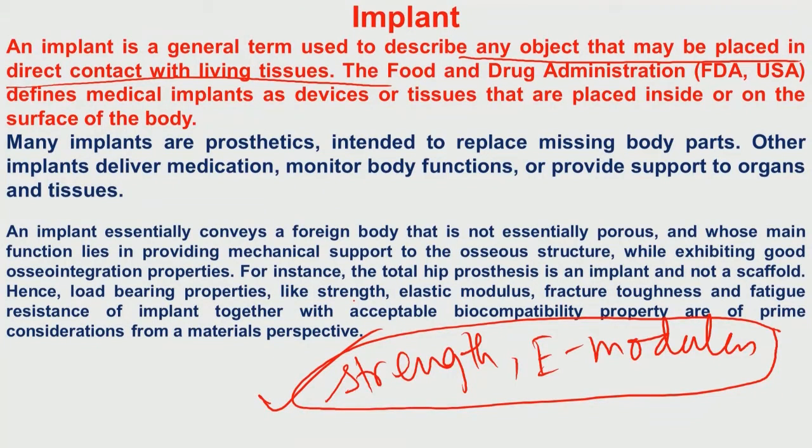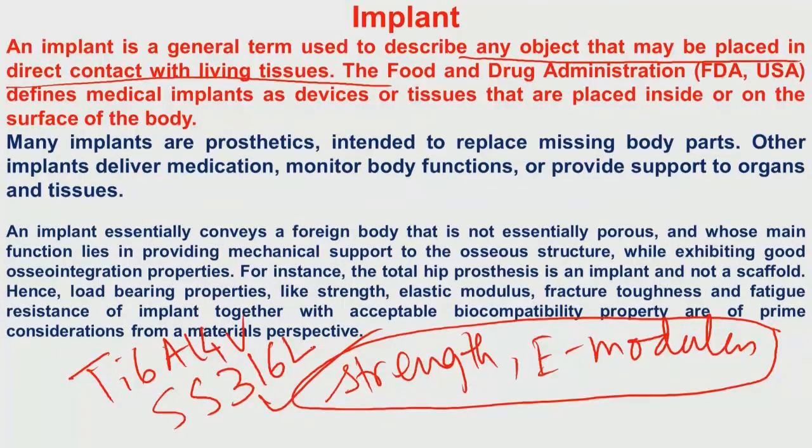Most of the metallic materials for structural biomedical implant applications are Ti6Al4V, titanium with 6% aluminum and 4% vanadium, and stainless steel 316L, an austenitic stainless steel grade with 18:8 chromium nickel ratio, and also a low carbon grade. L stands for low carbon grade. So, this low carbon grade stainless steel 316 also has reasonably good corrosion resistance.